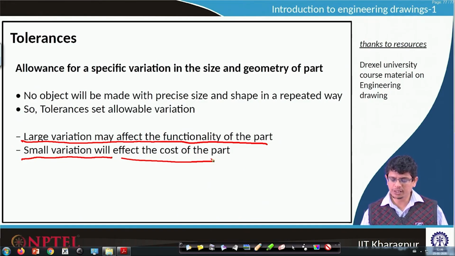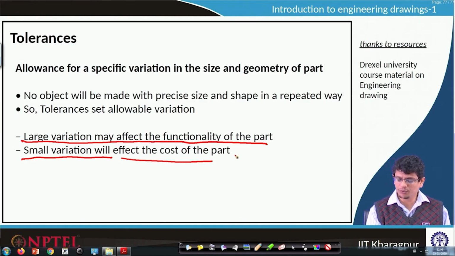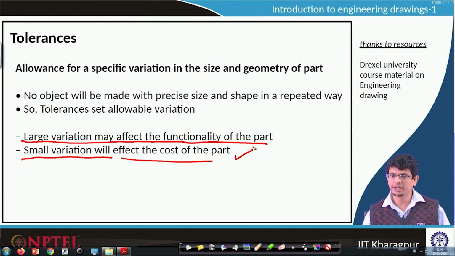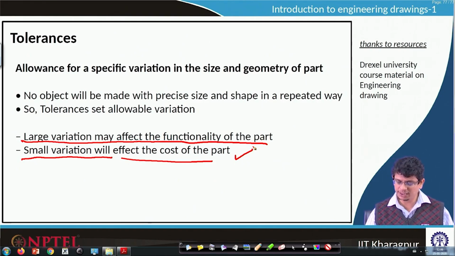So, one has to carefully play with small variation versus large variation, so that on one side it will not increase the cost. This cost can be in terms of time, in terms of money, in terms of production, how many quantities you would like to prepare, and many things. So, usually industries try to optimize between small variation and large variation.